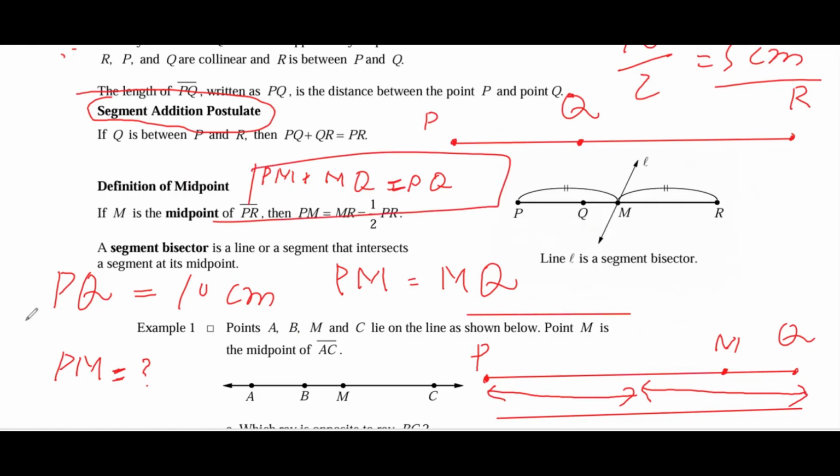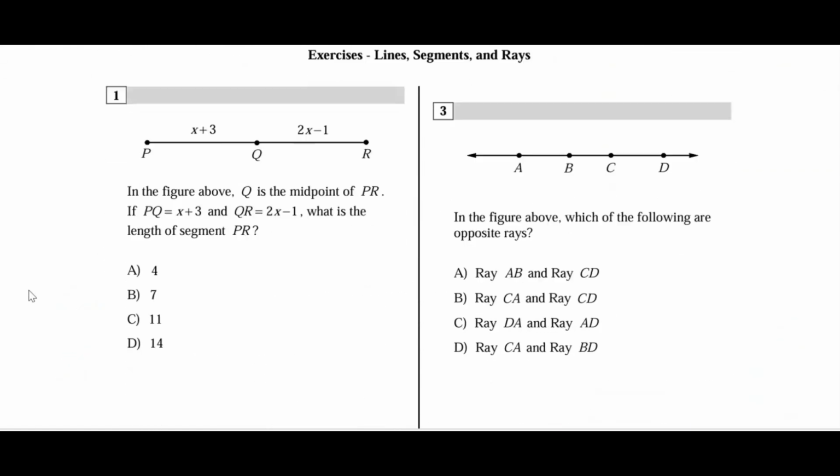So now these are the three concepts, and we solve the questions based on these concepts. This is question number one, Nesma. We are given that P and R are two points that make a line segment, and Q is the midpoint of that line. We are given that PQ is equal to x plus 3 and QR is equal to 2x minus 1. What is the length of segment PR? We have to find the length of segment PR.